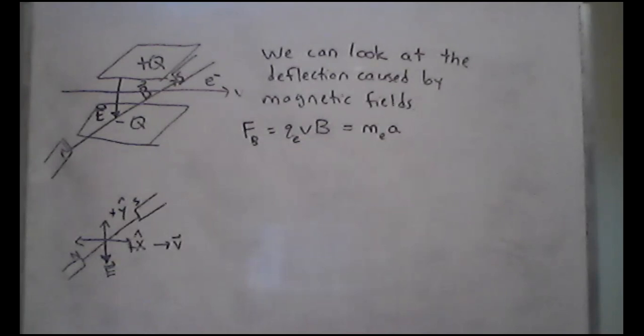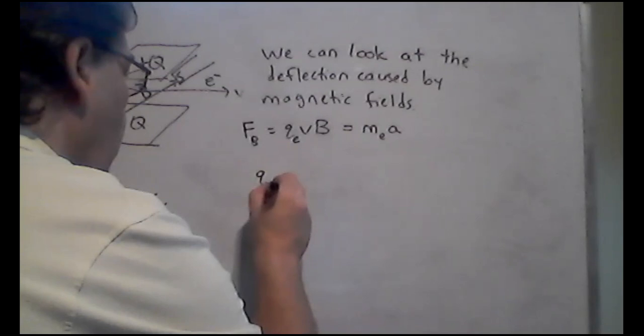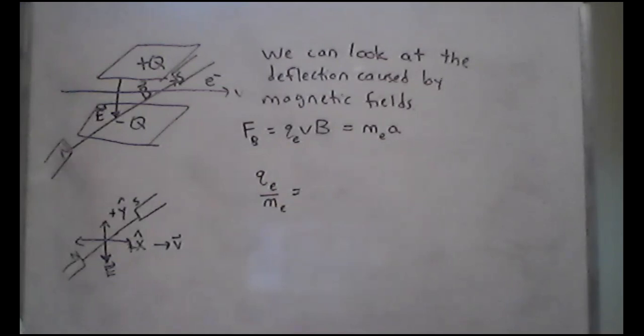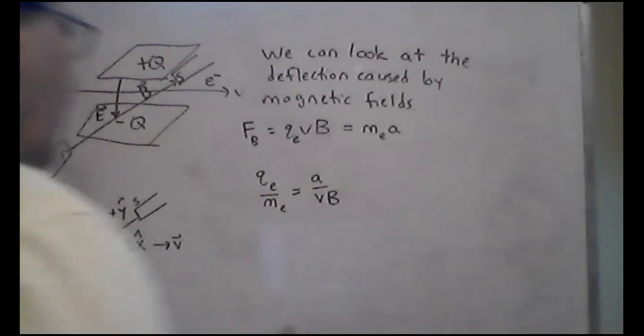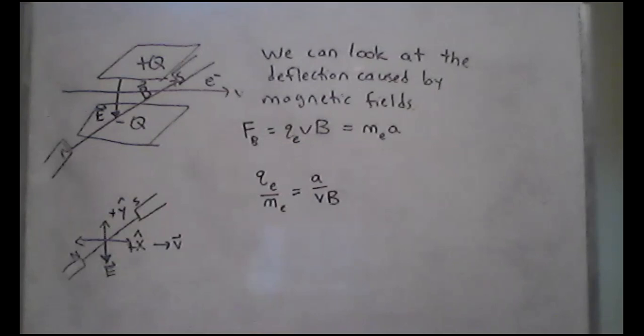And we can rearrange this to get a charge to mass ratio again. We can find that Q sub B over M sub B separately. We can find that to equal A over VB. Again, I can get A from mechanics, I can get B from the ratio of electric field to magnetic field, and I can control the magnetic field. So I can find Q sub B over M sub B.